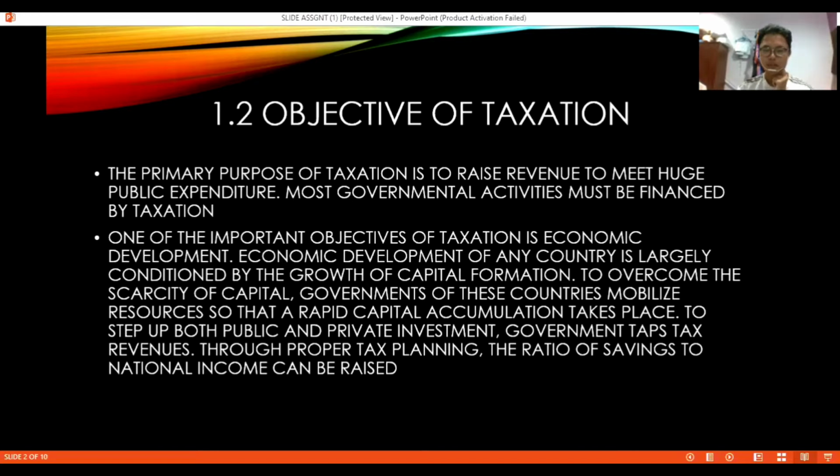Economic development of any country is largely conditioned by the growth of capital formation. To overcome the scarcity of capital, governments of these countries mobilize resources so that rapid capital accumulation takes place. To step up both public and private investment, governments raise tax revenues, and through proper tax planning, the ratio of savings to national income can be raised.